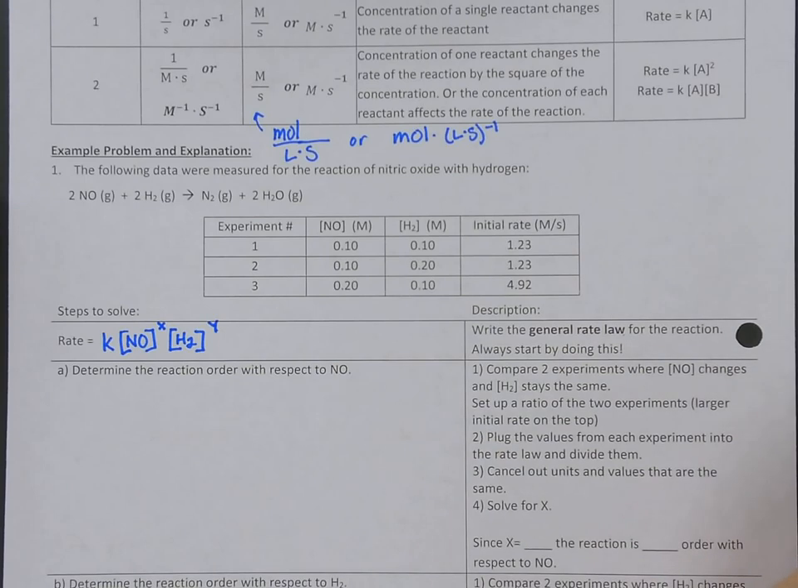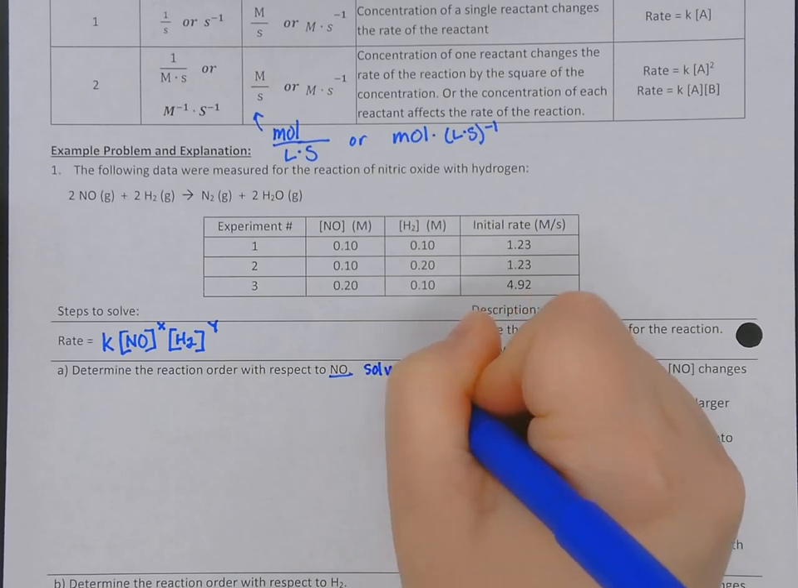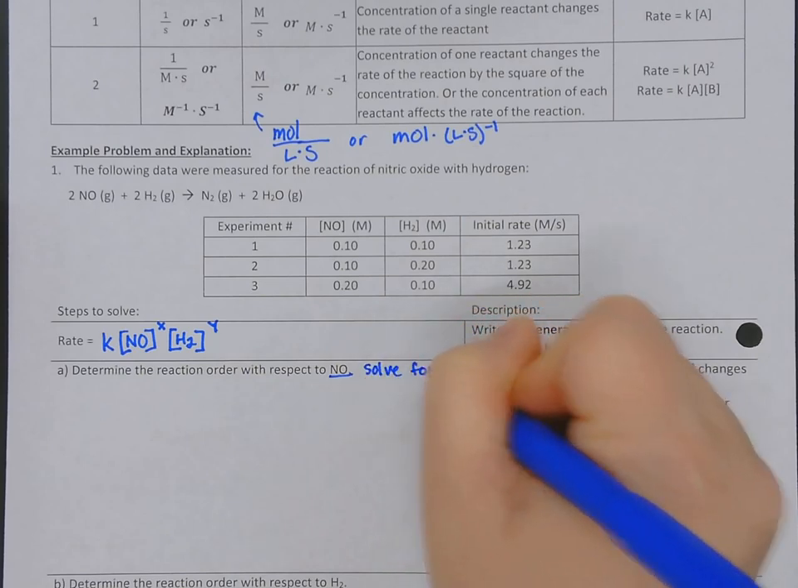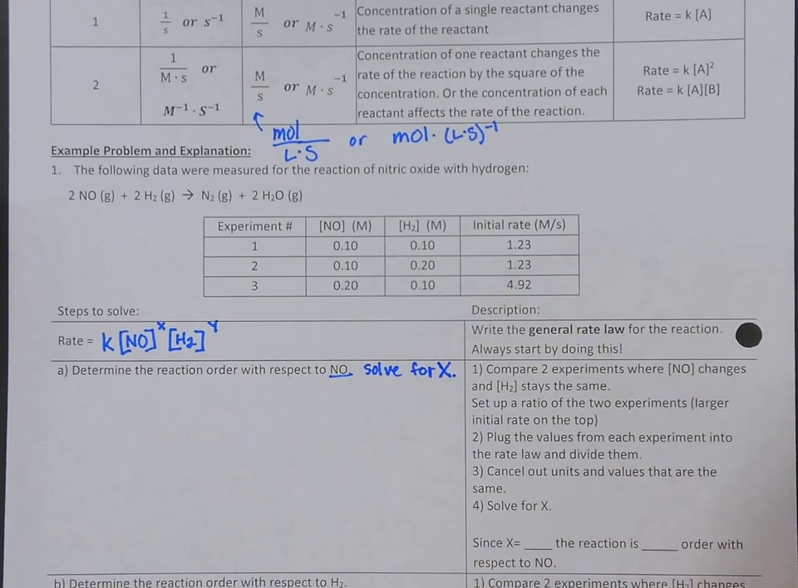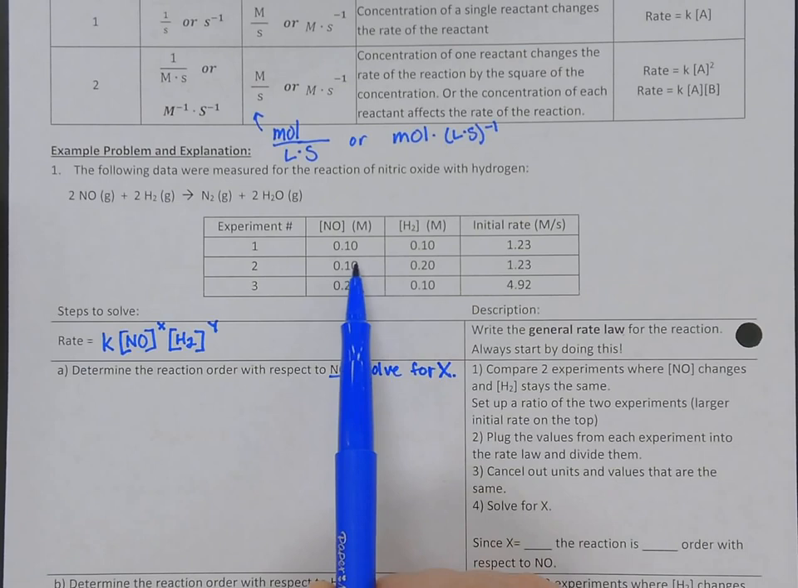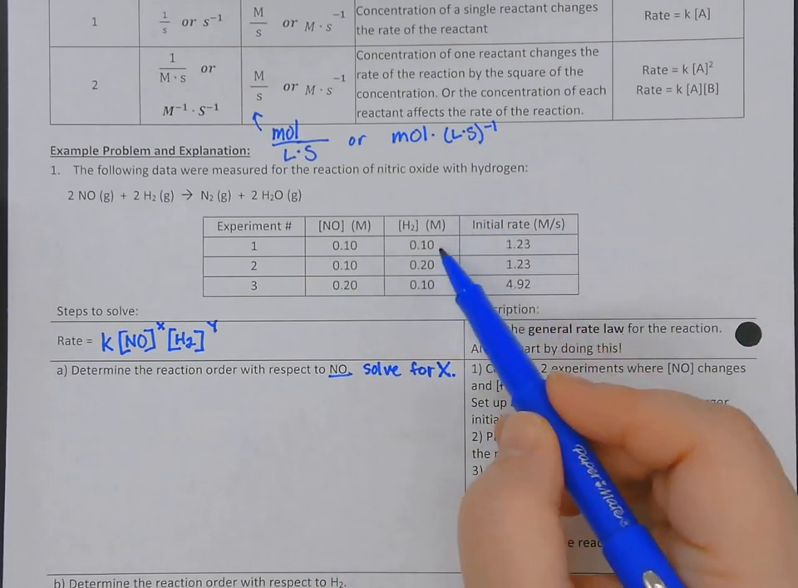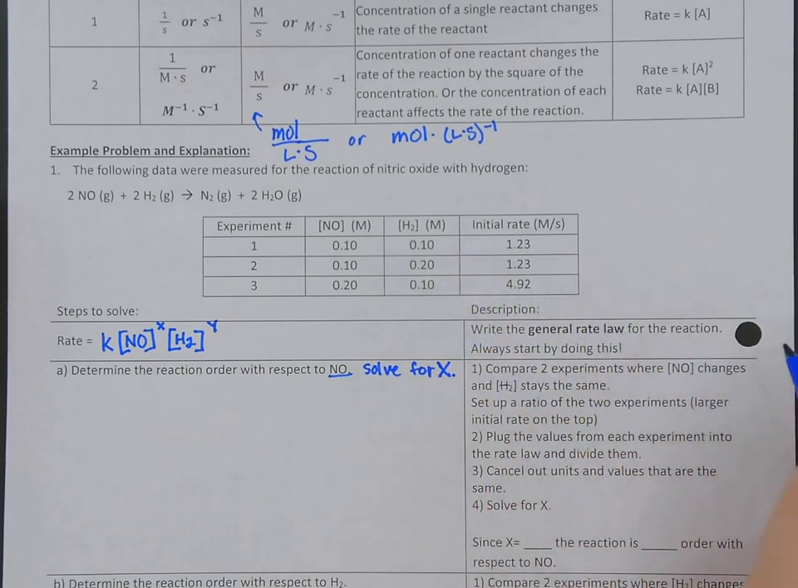Now, just like we practiced, we're going to take a look at our experiments. It says compare 2 experiments where NO changes and H2 stays the same, because part A is to determine the reaction order with respect to NO. So basically, we're going to solve for X. Okay, we want to solve for X. So we want NO to change. So we can do 1 and 3 or 2 and 3. And we want H2 to stay the same. Well, H2 stays the same with 1 and 3. So I'm going to do experiments 1 and 3.